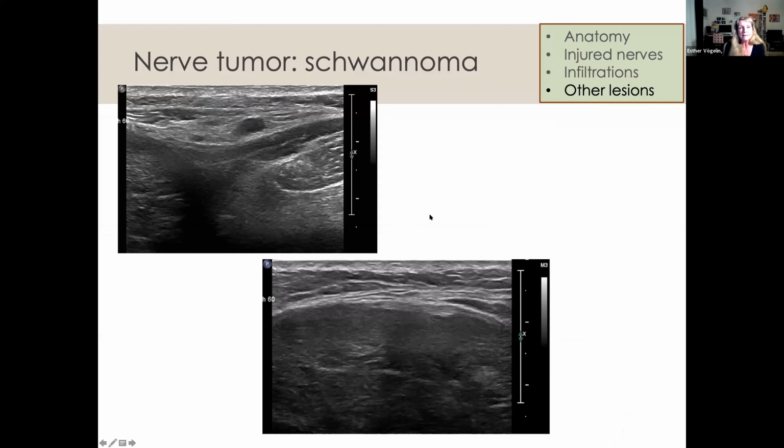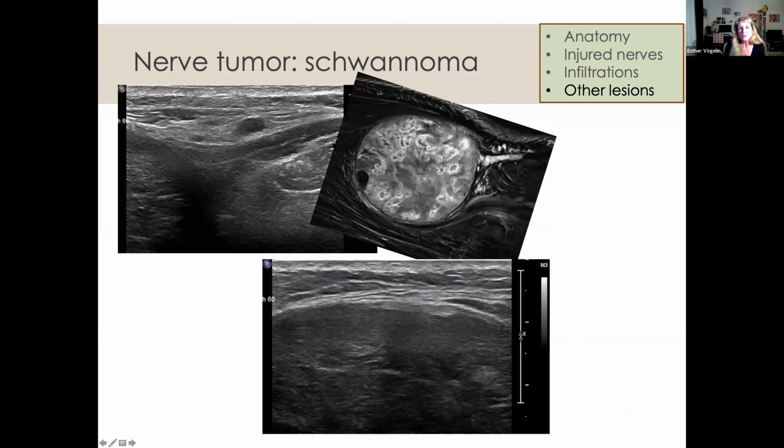However, there are limitations. Here I show you another schwannoma. This is actually the exit of the nerve. This was the common peroneal nerve. Here you see the schwannoma. This is quite big. And you see here we had an MRI because this schwannoma was nearly 8 square centimeters. And this is very difficult to picture with your probe that is only 3 centimeters long.